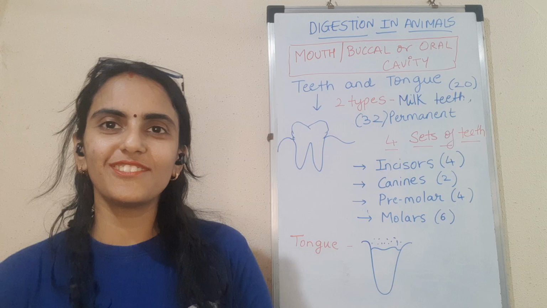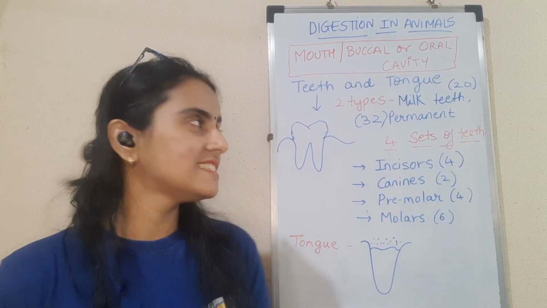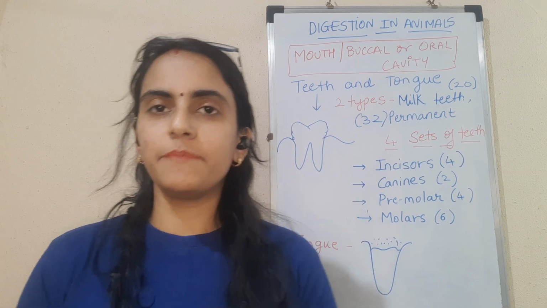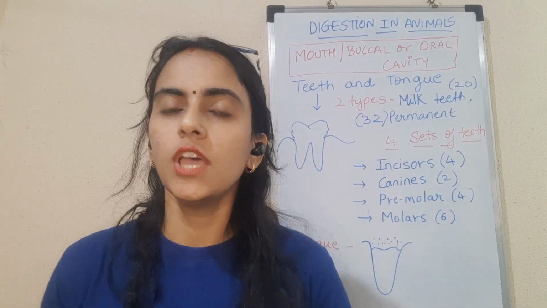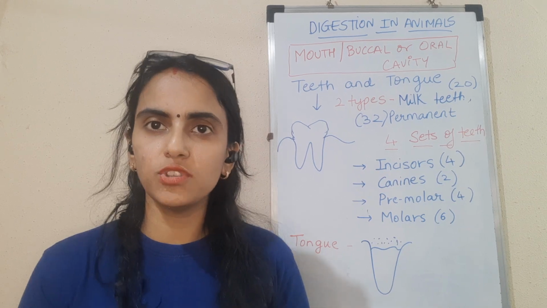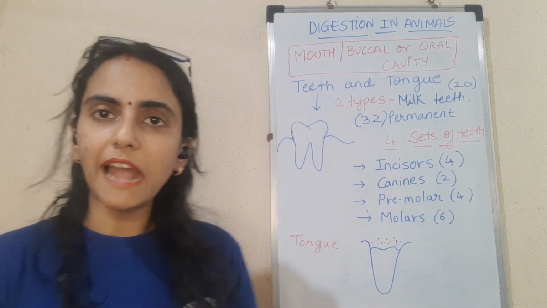So here I am back today talking about the first part of the digestive system, that is the mouth or the buccal cavity. In the last video, where we started with digestion in animals, we spoke about the 5 steps of digestion, and we discussed the digestive system, the various parts which are involved in it.